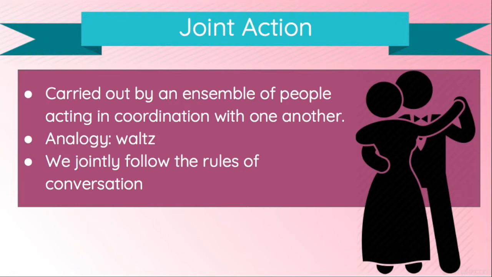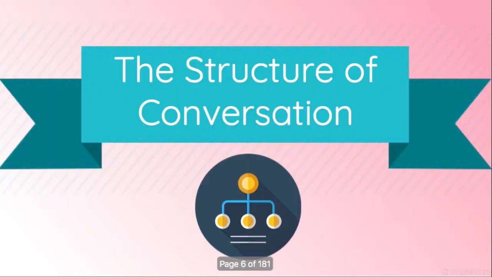It's acting in coordination with one another, throwing a certain statement to the other person, the person replying to you, and you replying back. A good analogy of this would be a waltz. You can't dance the waltz alone. You always have to have a partner, and there has to be a rhythm in the way you both dance. We'll see throughout this presentation that conversations, although they don't have explicit rules, have to have a rhythm to them. There has to be something that governs them too. And we jointly follow the rules of conversation when we engage in a conversation.